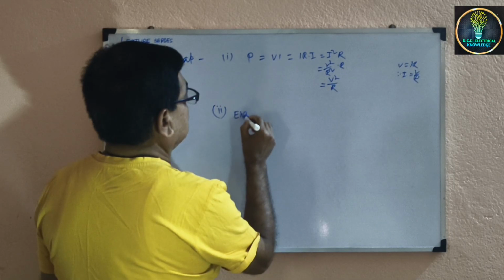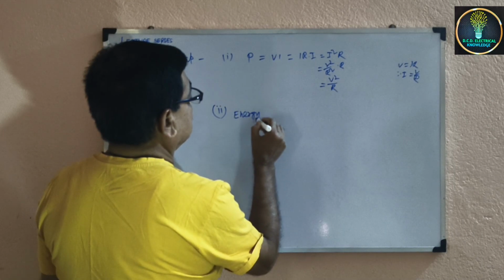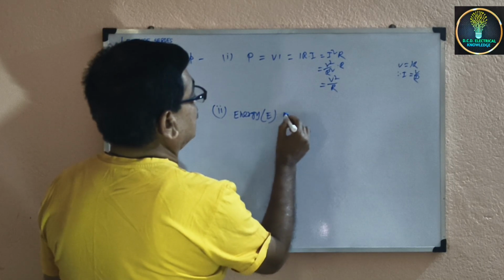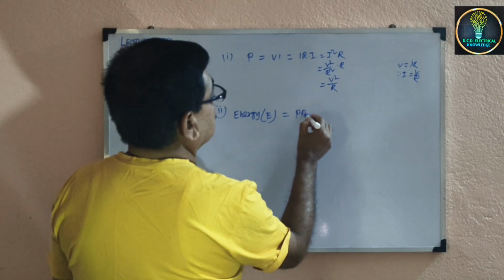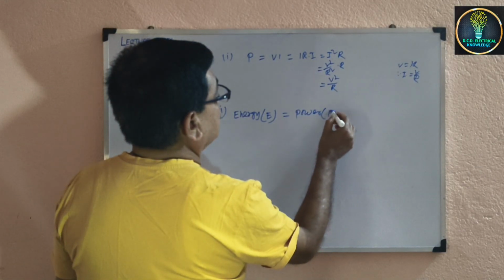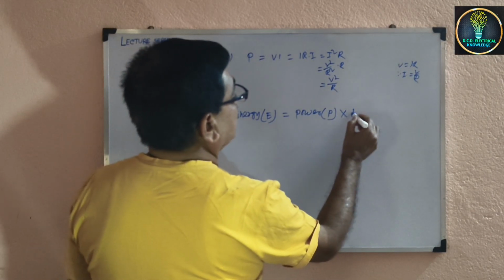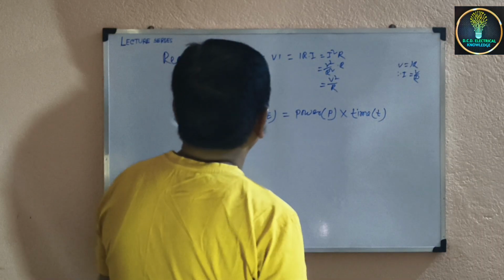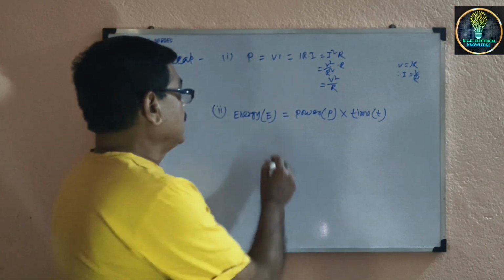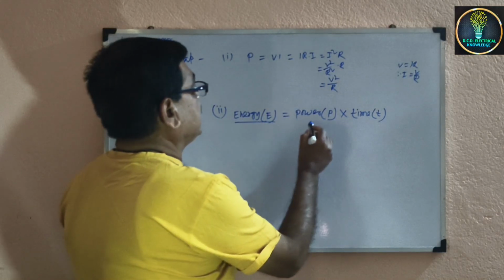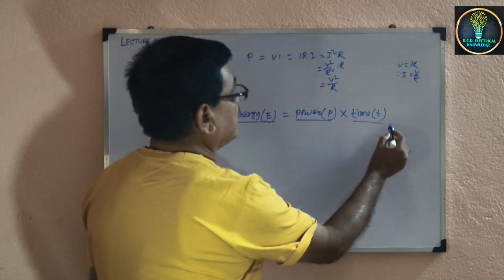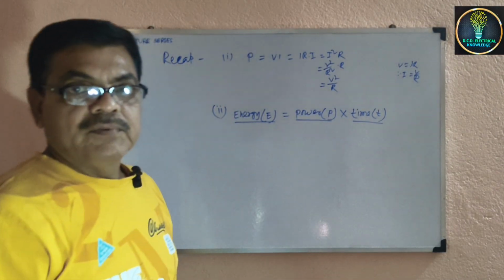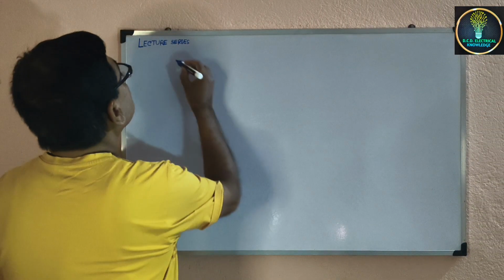Energy. E is equal to power P into time T, that is energy is equal to power multiplied by time T. Let us start question number 1.